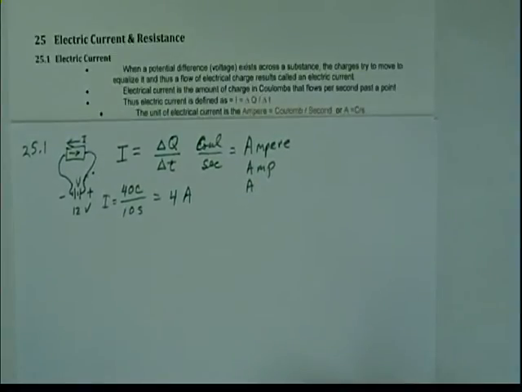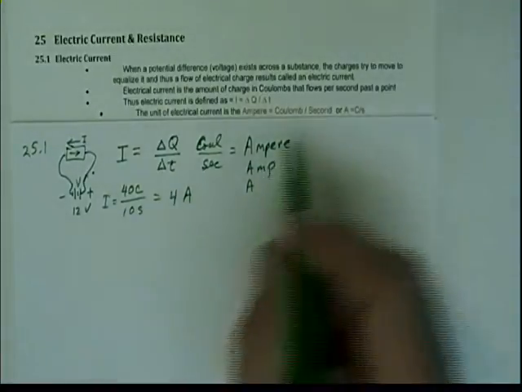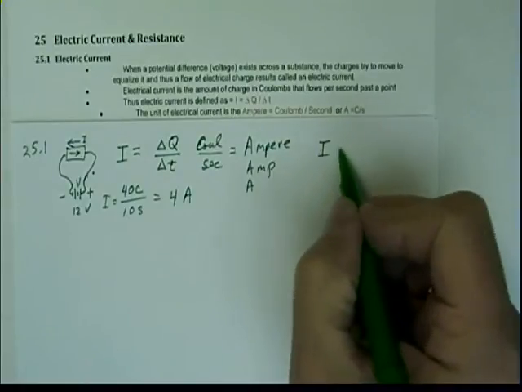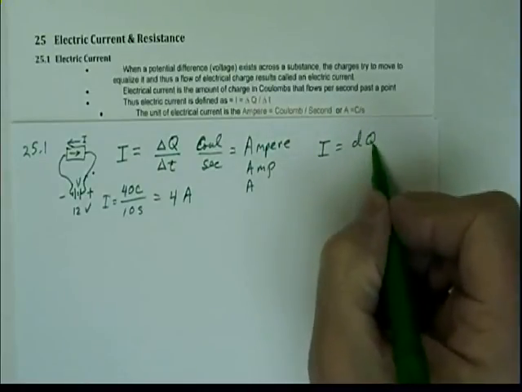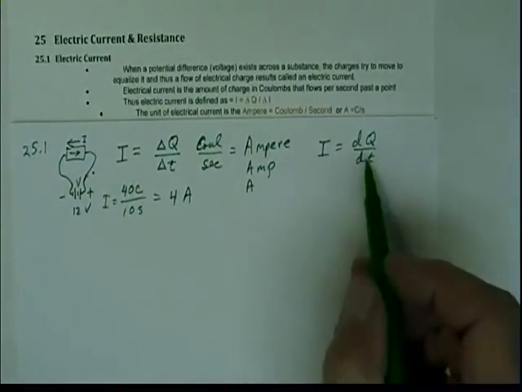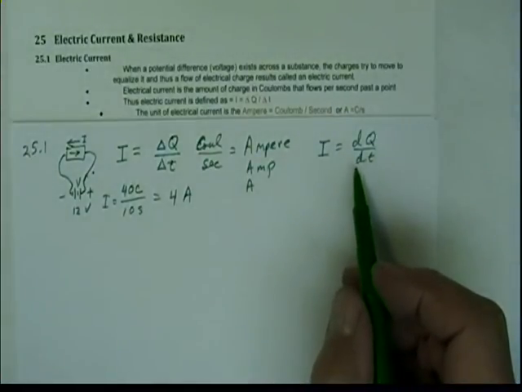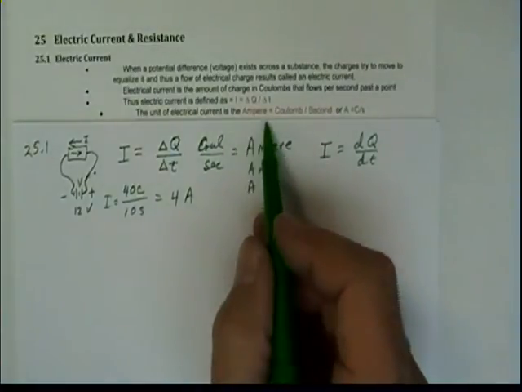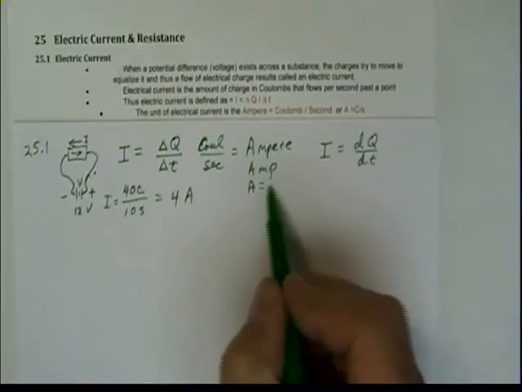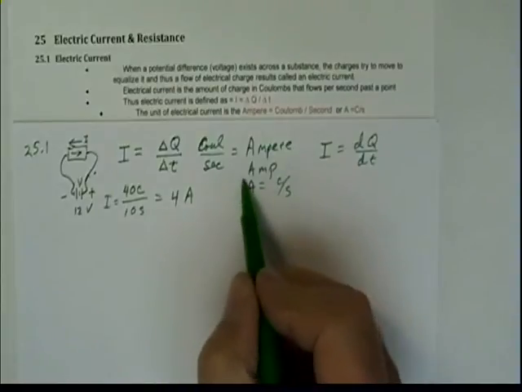So that's pretty straightforward. Of course, if you define this in calculus, where the current's constantly changing, you could write I as dq over dt. In other words, the derivative of the charge per unit time that's flowing past a point. Again, the ampere is a coulomb per second, or we write A is equal to C over s.